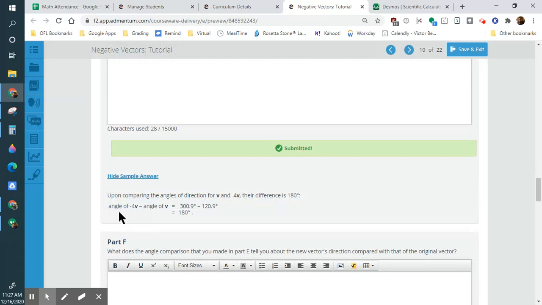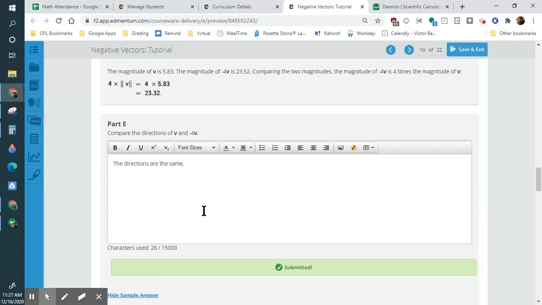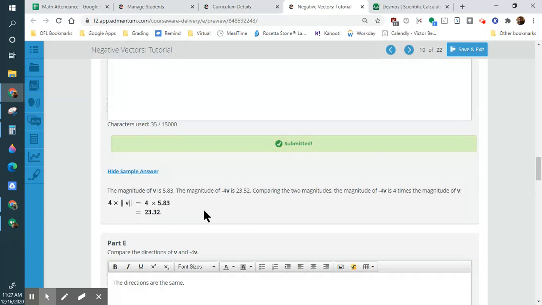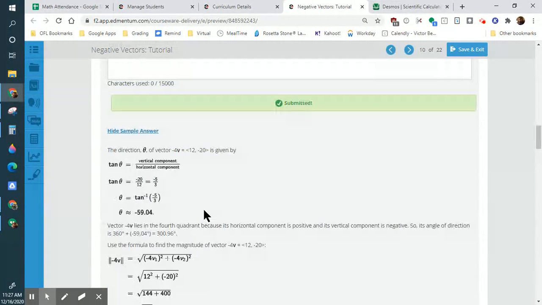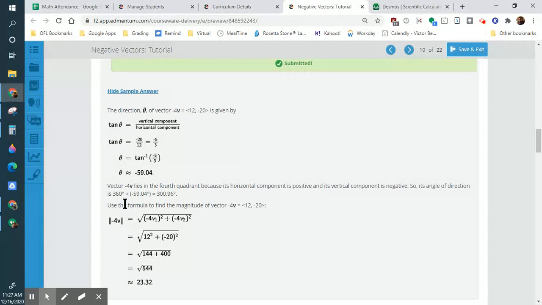Angle -4 degrees. Angle of V. I don't know where they're getting any of those numbers from, to be honest. Compare the directions. We calculate the directions and we got this. I feel like Edmentum does not do a good job explaining this, and I don't know what they're looking for because here's the direction, vector line.